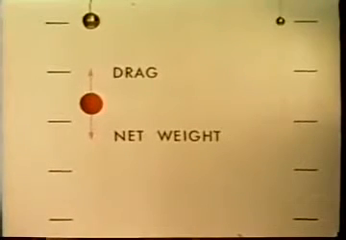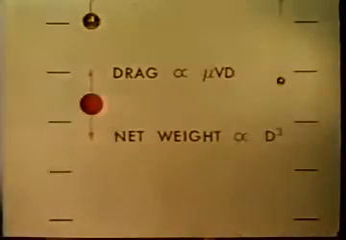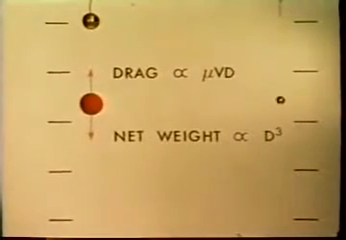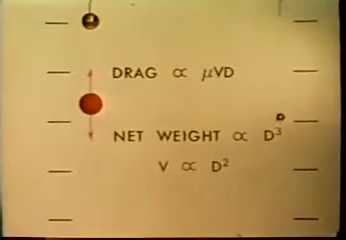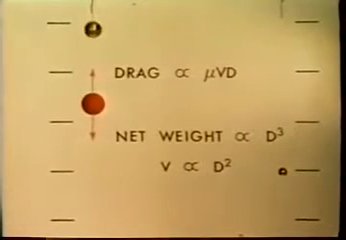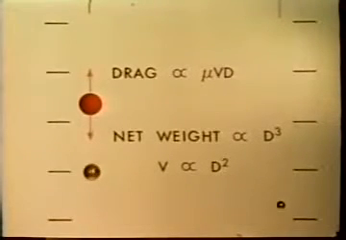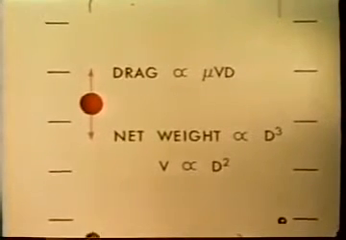The drag of a falling sphere is proportional to its diameter and to its speed. The net weight of the sphere is proportional to the cube of its diameter. The velocity is therefore proportional to d squared. They have diameters in the ratio of 2 to 1, so that the larger one falls in syrup 4 times as fast as the smaller.